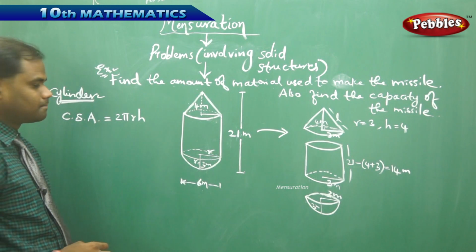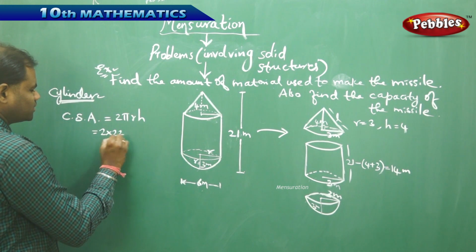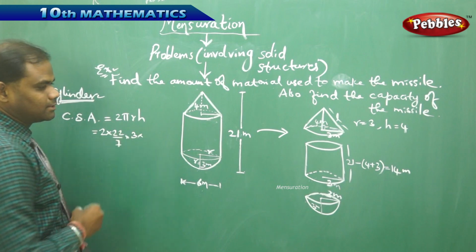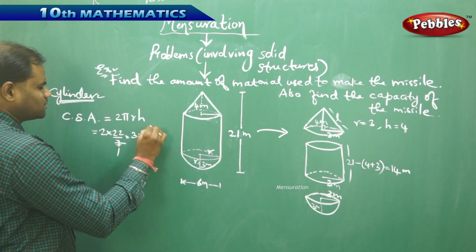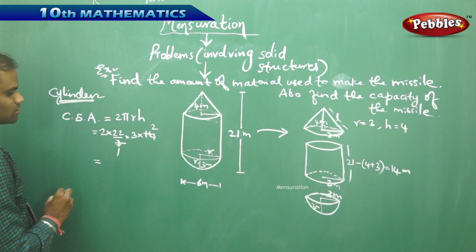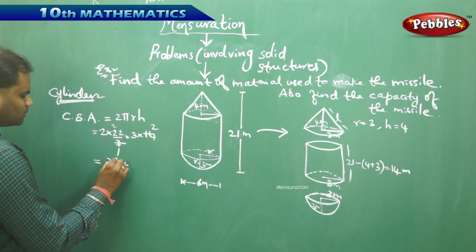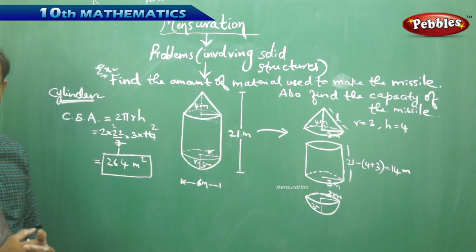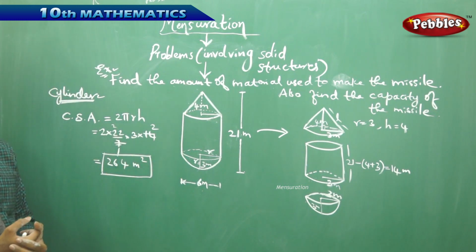using the formula. Now, as I know the radius and height, I substitute 2 times 22 by 7 times the radius, which is 3 meters, and the height, which is 14 meters. Therefore, on simplification, this gives me 264 meters square. So the amount of material I require to make the cylindrical part of the missile is 264 meters square, is how I understand the concept.